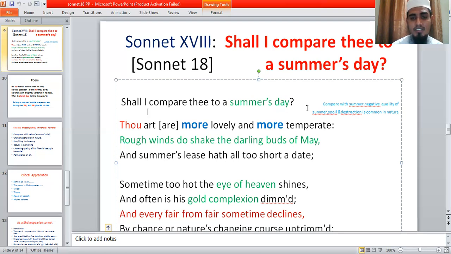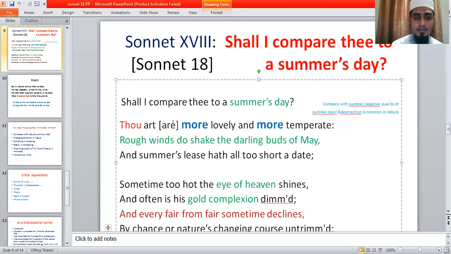This summer is very interesting in the context of England, but this summer has a short time. After the duration, the summer's time will end, will finish. That means everything in nature has destruction and decay. Everything in nature, after some time, will be destroyed easily, will be destroyed normally.